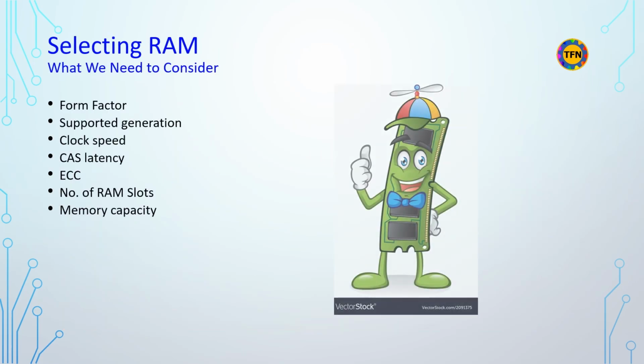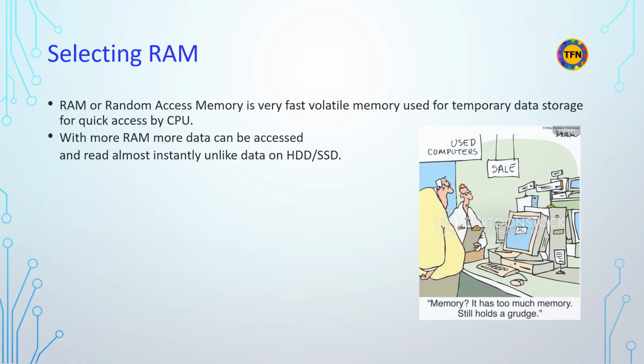Now let us see how to select a RAM module for replacement or addition to increase capacity. For a RAM module, we need to check form factor, supported generation, clock speed, CAS latency, ECC, available number of RAM slots, and estimated required capacity. RAM, or random access memory, is very fast volatile memory used for temporary data storage for quick access by the CPU.